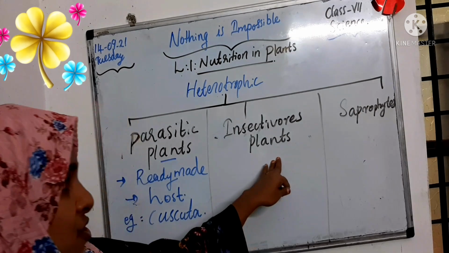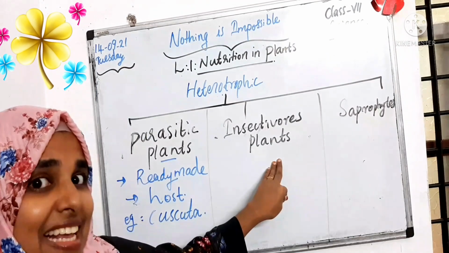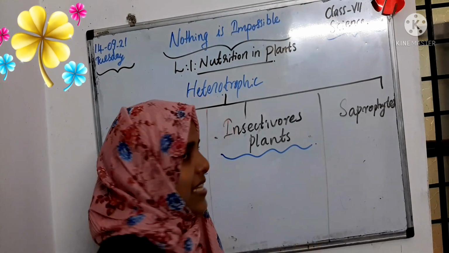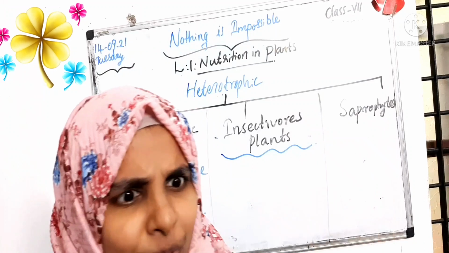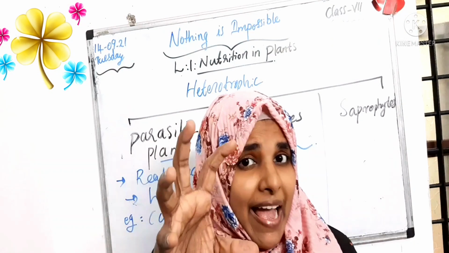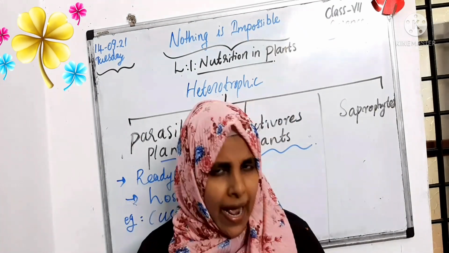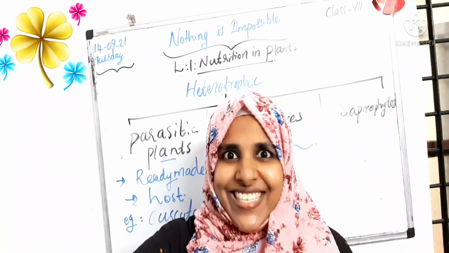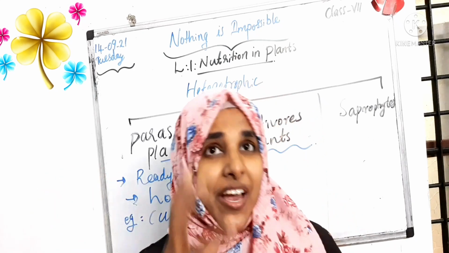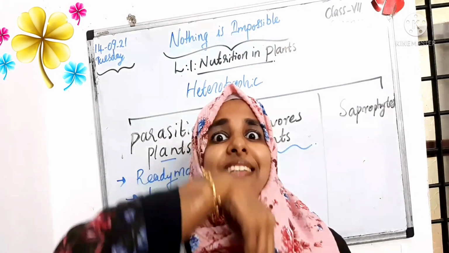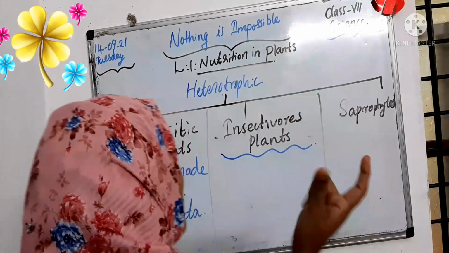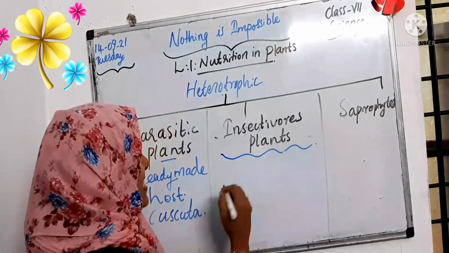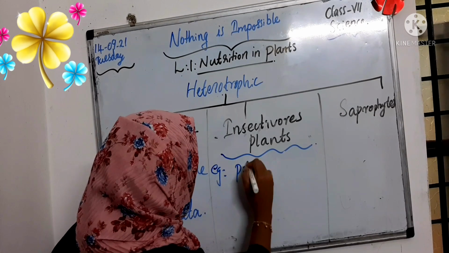Next, insectivorous plants. What is an insectivorous plant? The name seems related to insects. There are some plants which can trap insects and digest them. Isn't it interesting, right? Plants which can trap insects and digest them, that type of plant we call an insectivorous plant. You can say an example like the pitcher plant.